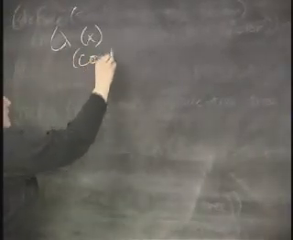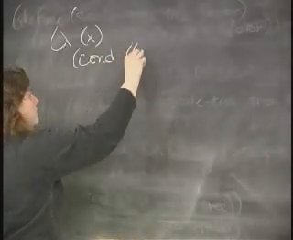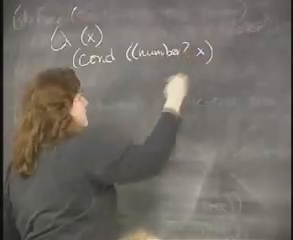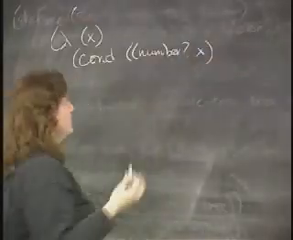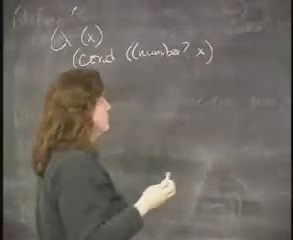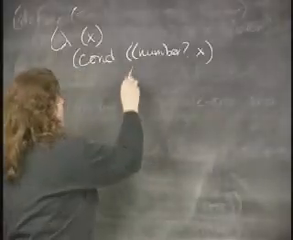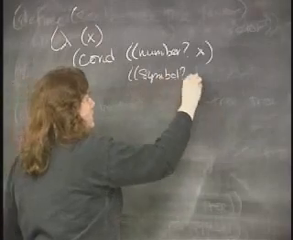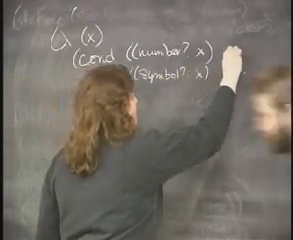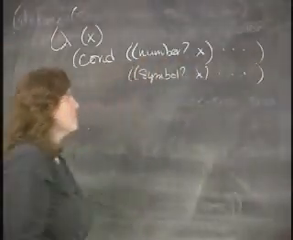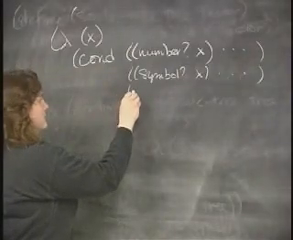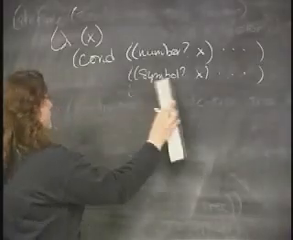lambda x, then I could say cond number x, and if we have a number, then whatever, we want to do something to it. Otherwise, if it's a symbol, do something else. So now it's just here. Actually, let's not do symbol. If it's not a number, we can just say else.